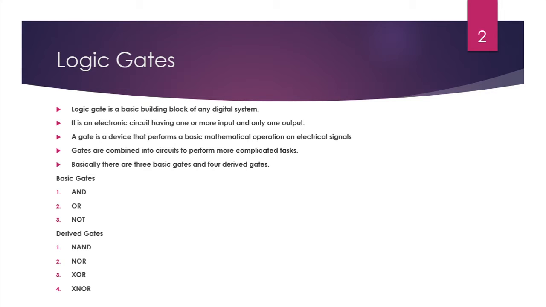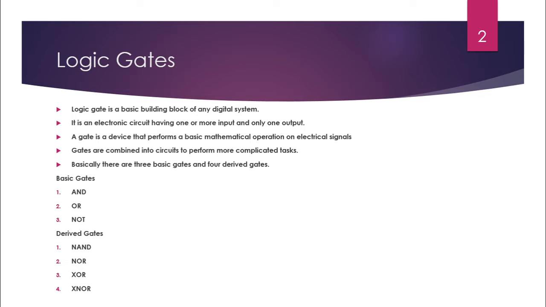Then what is logic gates? Logic gates is a basic building block of any digital system. It is an electronic circuit having one or more input and only one output. Gate is a device that performs a basic mathematical operation on electrical signal. Gates are combined into a circuit to perform more complicated tasks.